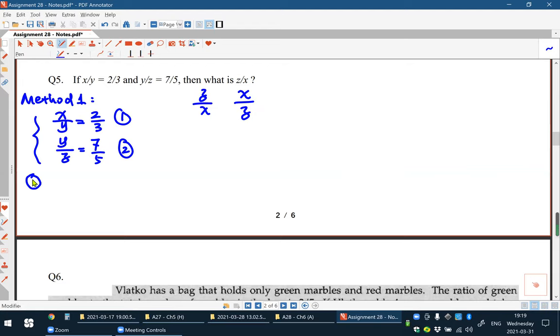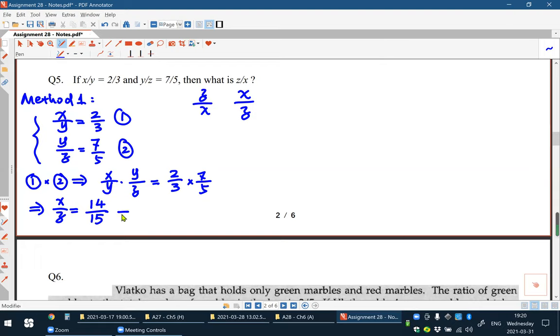We can simply use equation one times equation two, right? So this will give us left-hand side times left-hand side, which is X over Y times Y over Z. Now you can see that Y can be canceled with Y. And then we can get X over Z, right? Okay, right-hand side times right-hand side. Okay, so this means X over Z is 14 over 15, right?